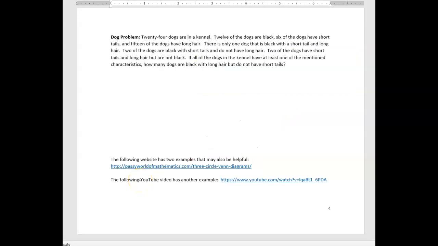Now I want to look at this problem on the bottom of page 4, which is called the dog problem. In this problem, we have 24 dogs in a kennel, so 24 total. 12 are black, 6 have short tails, and 15 have long hair. We also know there's one dog that is black with short tail and long hair, so one that has all traits.